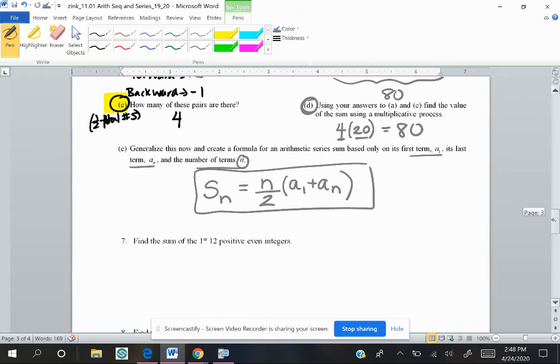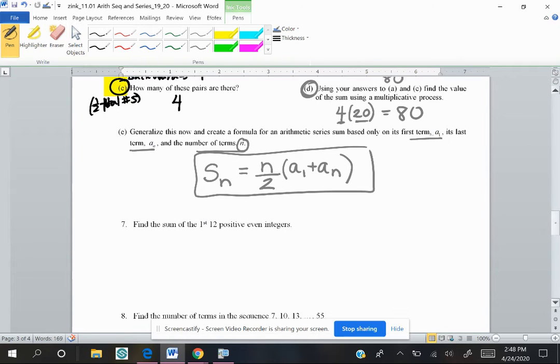Okay, so now let's use it. For number 7, it says find the sum of the first 12 positive even integers. Okay, so what does that mean? The first 12 positive even integers. So the first positive even integer is 2, then 4, then 6, etc. Until we have 12 of them.